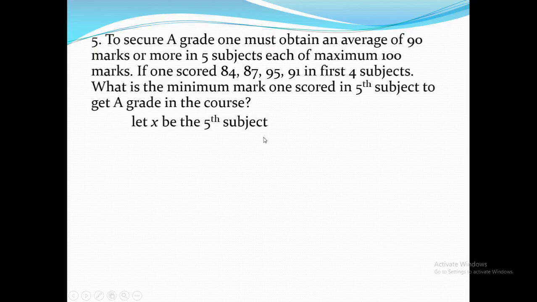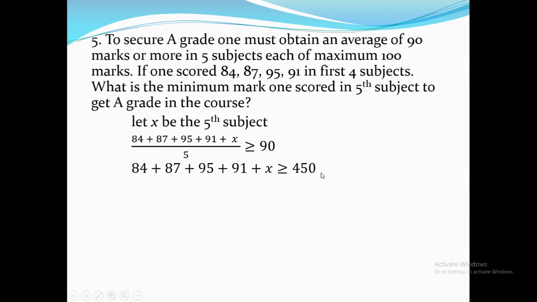Now add all the subjects and divide by 5. So 84 plus 87 plus 95 plus 91 plus x divided by 5. It is given that the average must be 90 and more. Okay, 90 and more. It means greater than or equal to 90. So in the right hand side I have written greater than or equal to 90. Now take this 5 to the right hand side numerator. So it becomes 450, right?